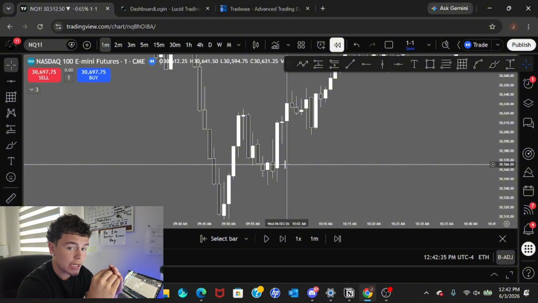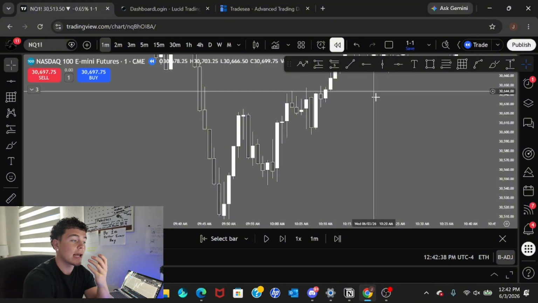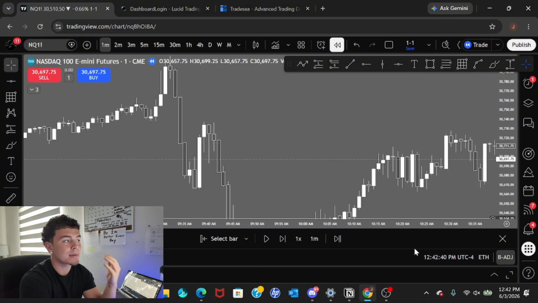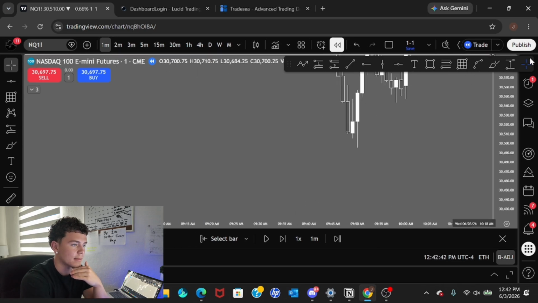The bearish candles are getting smaller. The wicks are getting bigger. And notice, this is a pattern that happens every time that we start to shift momentum.